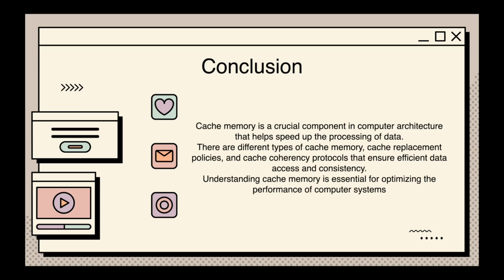Conclusion. Cache memory is a crucial component in computer architecture that helps speed up the processing of data. There are different types of cache memory, cache replacement policies, and cache coherency protocols that ensure efficient data access and consistency. Understanding cache memory is essential for optimizing the performance of computer systems.